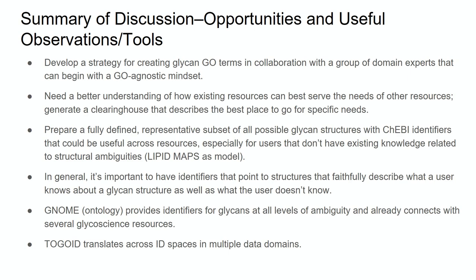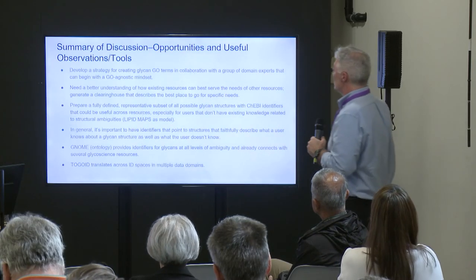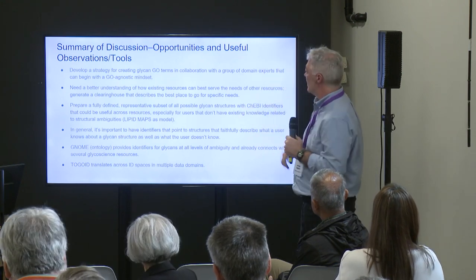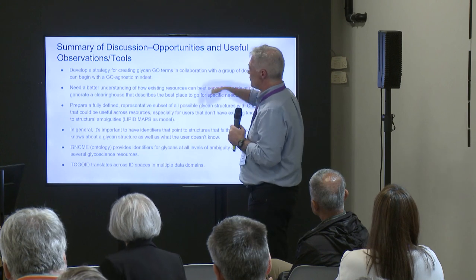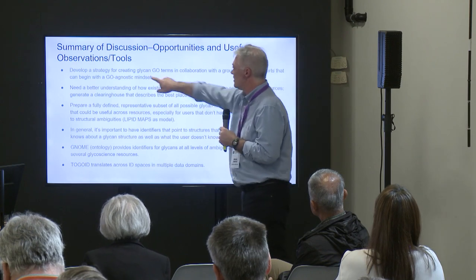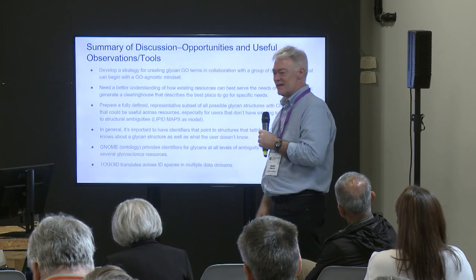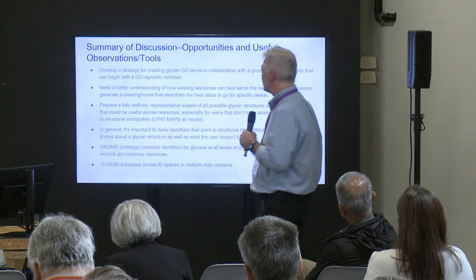So the fourth working group just sort of summarized some of the discussion that we had after we tried to build those tables, based first on opportunities and then again on limitations. Also some useful tools that we identified as we were talking. Things that we really would like to see happen: develop a strategy for creating glycan-centric GO terms using domain experts. Get them in a room and make them forget anything they know about GO terms and just come up with what are the GO terms that would be associated with glycans, and then do the interesting comparison to see how that aligns with existing GO terms.